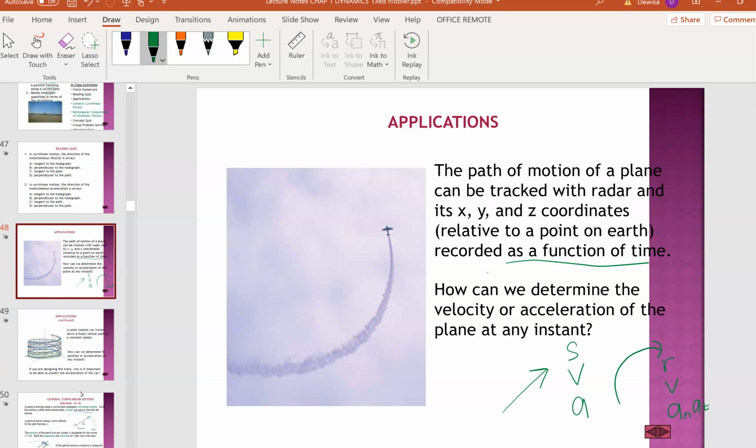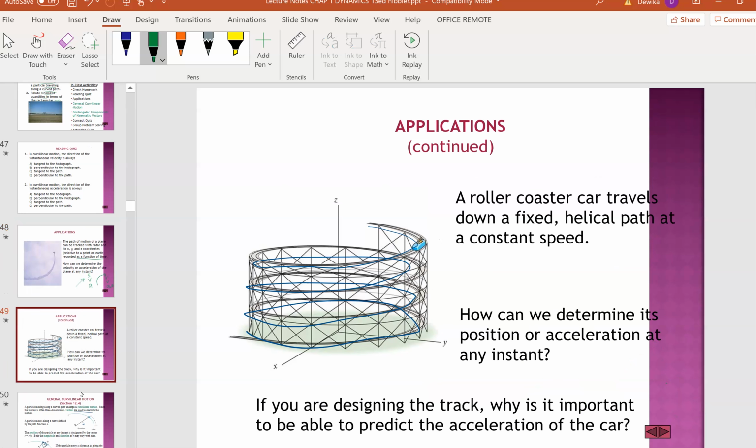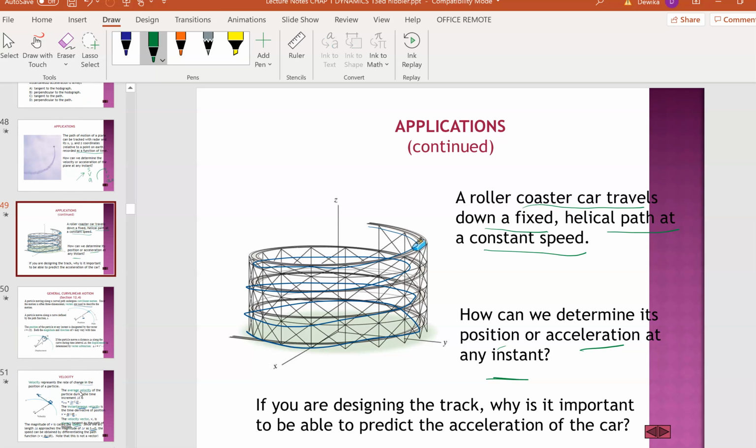Now, these are the applications. If you have this example, a roller coaster car traveling down a fixed helical path at a constant speed, how can we determine the position and the acceleration at that instant? So these are examples that you may need to calculate.